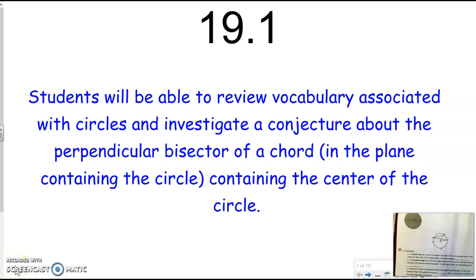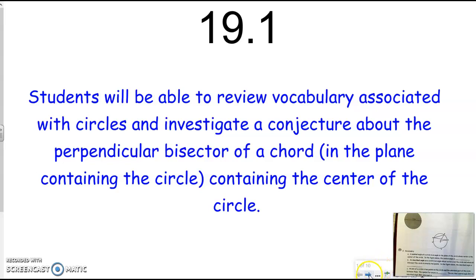Right, we are starting topic 19, which is the second topic in this section on circles. Today we're going to review some vocabulary about circles and investigate a conjecture about the perpendicular bisector of a chord.